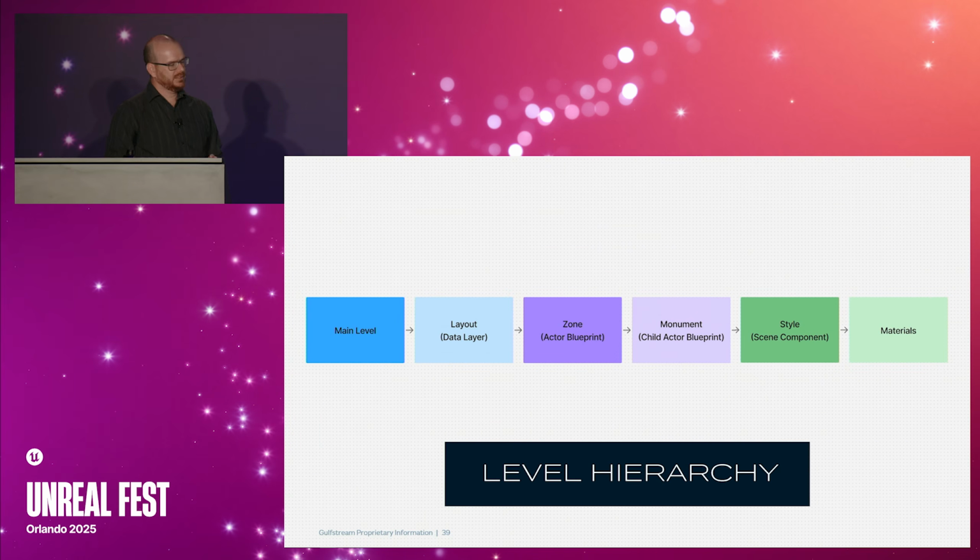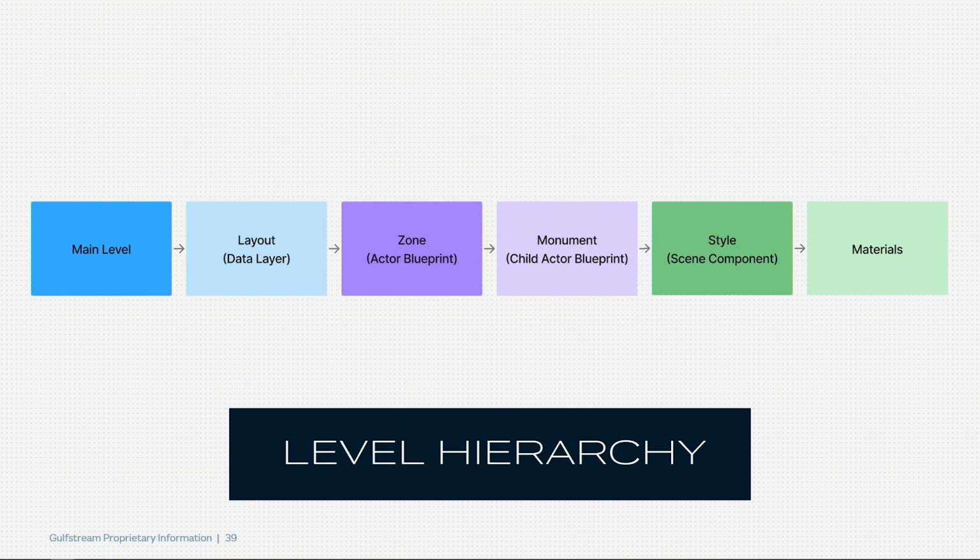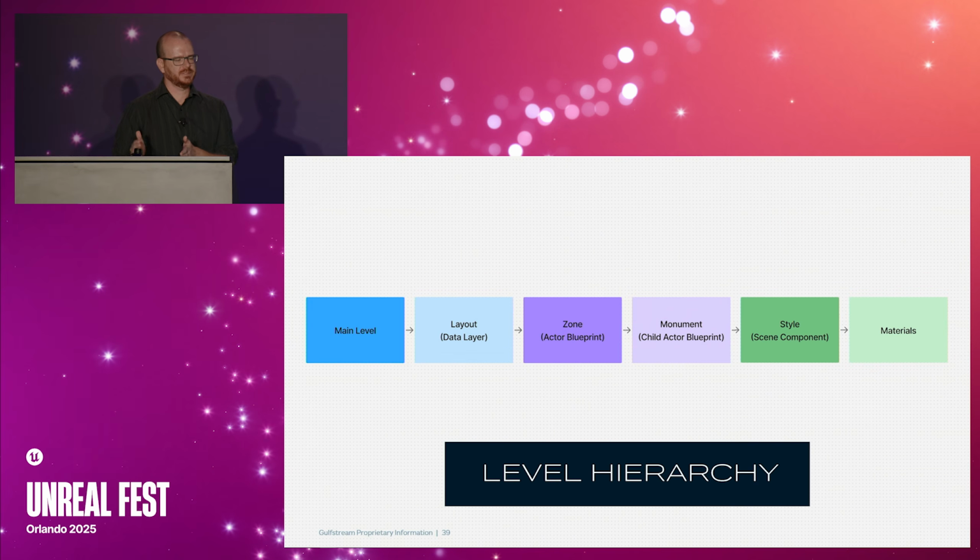This is just a high-level overview of what our level hierarchy looks like. You can see on the left there we have our main level. Then that's broken up into data layers, which are the layouts or the floor plans themselves. Then from there we break it out into a zone, which is an actor blueprint. And then in each zone are these child actor blueprints that we call monuments. And these would be like the seat or the table or the ledge.